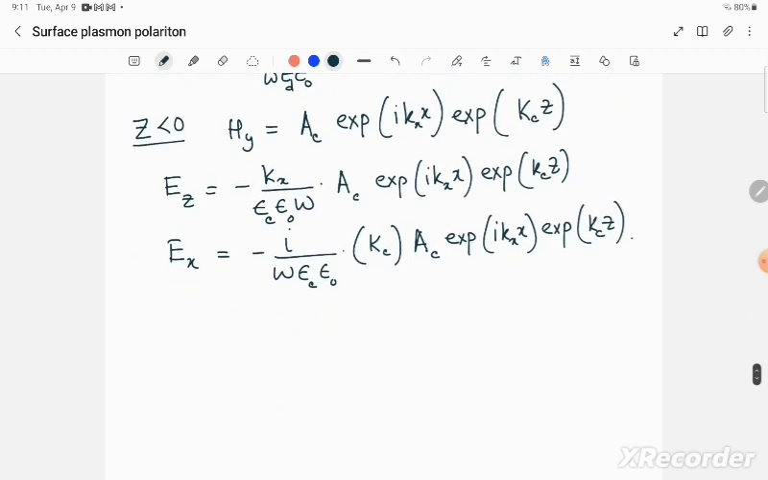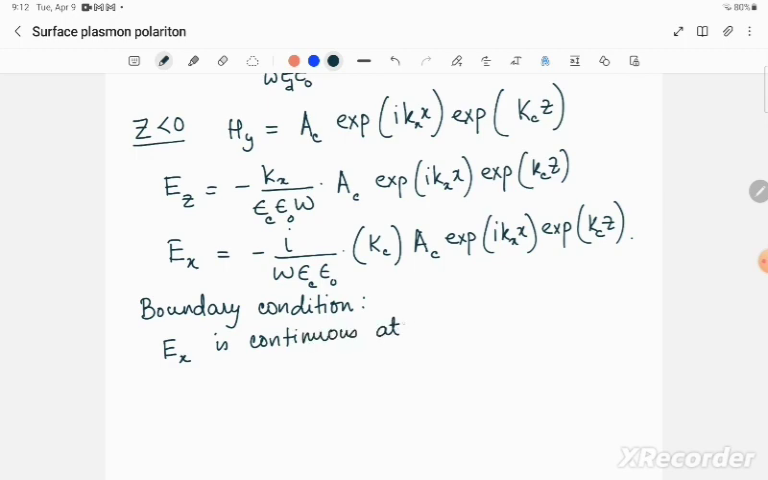So the next thing, of course, the standard way of solving is finding the boundary conditions, and then we can solve for Ac and Ad and whatever relations we can get. So the boundary condition that we need to consider in this situation is basically that your parallel component Ex is continuous at the interface.